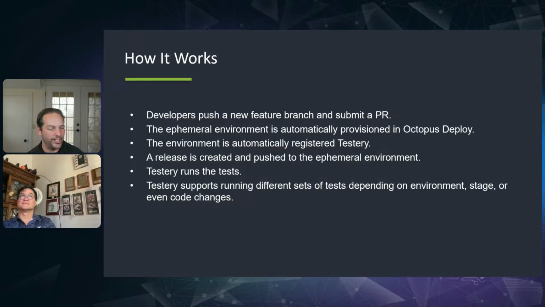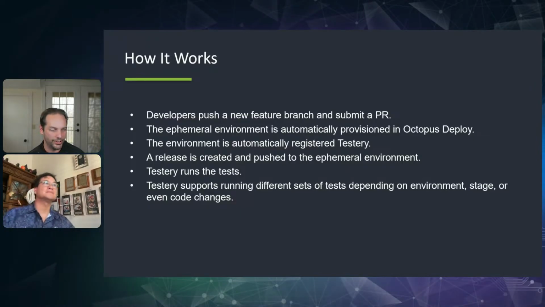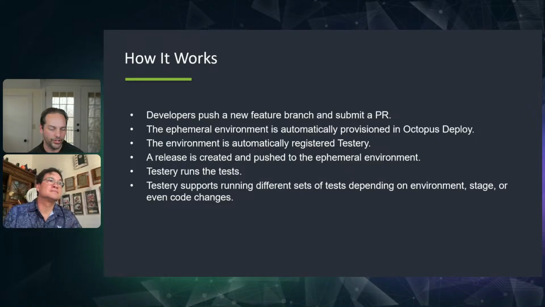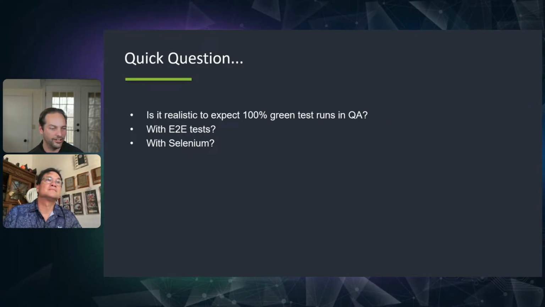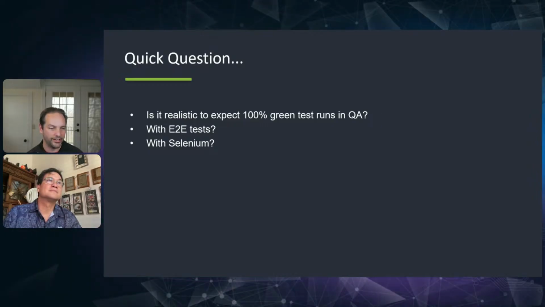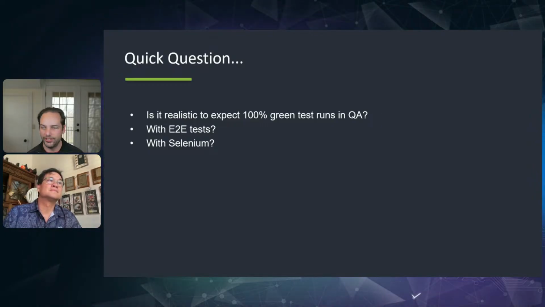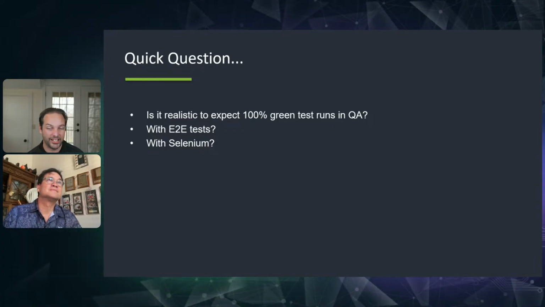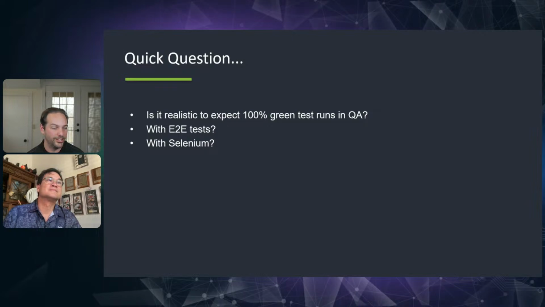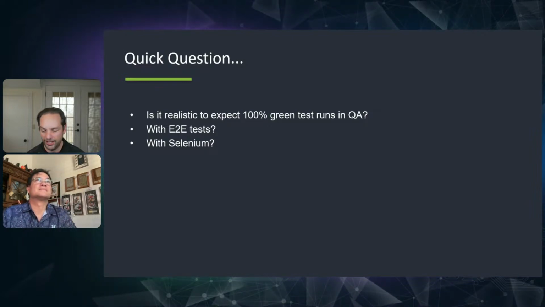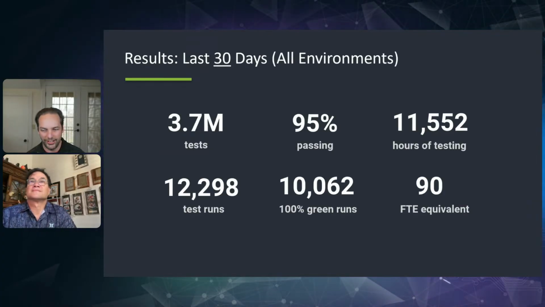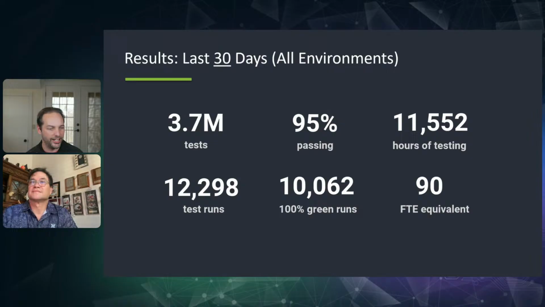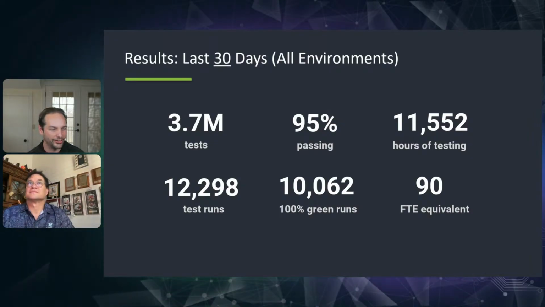And so before we dive in and let Dave share some of the results that his team is able to achieve with Octopus Deploy working with test tree, I just want to ask a quick question here. Do you think it's realistic to expect 100% green test runs in your QA environment? And do you think it's reasonable to expect that with your end-to-end tests as well as tests that are written in Selenium? Well, I want Dave to be able to share the results here. Dave, how many times in the last 30 days did your team get 100% green test runs?